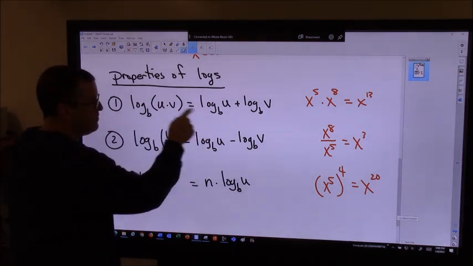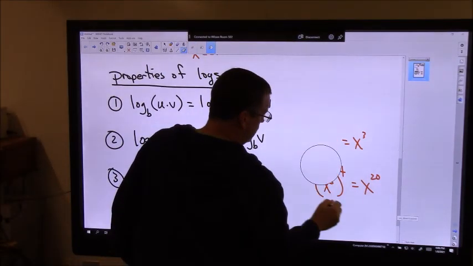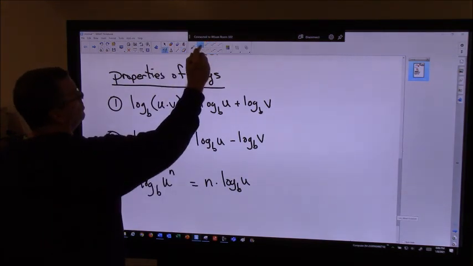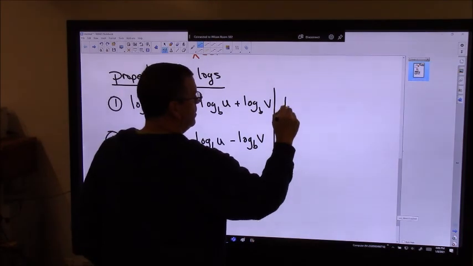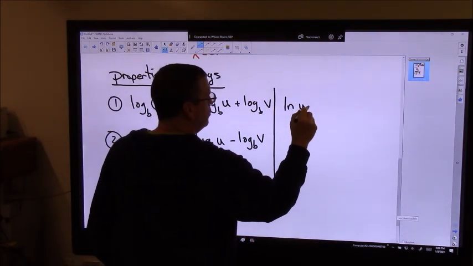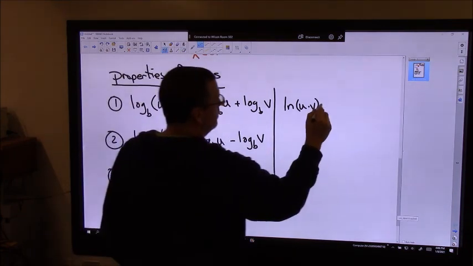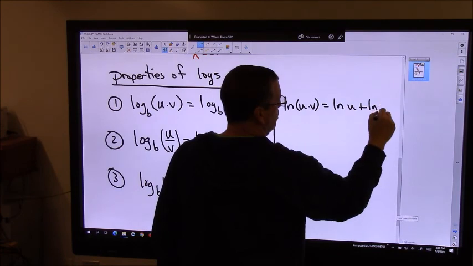Cause remember, log base e is a natural log. So everything that I just wrote down here is also true with natural logs. So if I had a natural log of u times v, then that would equal natural log of u plus natural log of v.